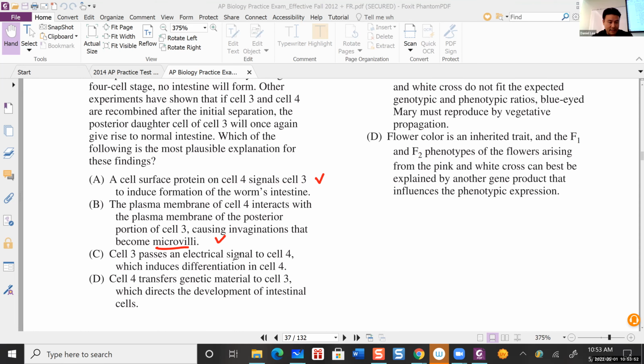Cell 3 passes electrical signal to cell 4, which induces differentiation. No, it's the presence of 4 that's important, yeah? Cell 4 transfers genetic material. No, you can stop there. They do not share DNA. You have the identical DNA. So we have now picked between A and B, yeah?